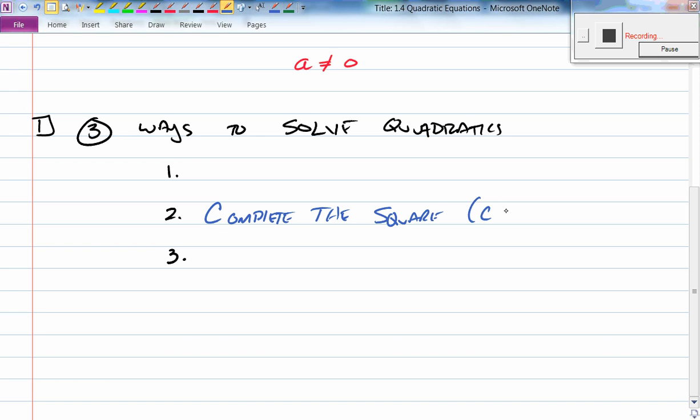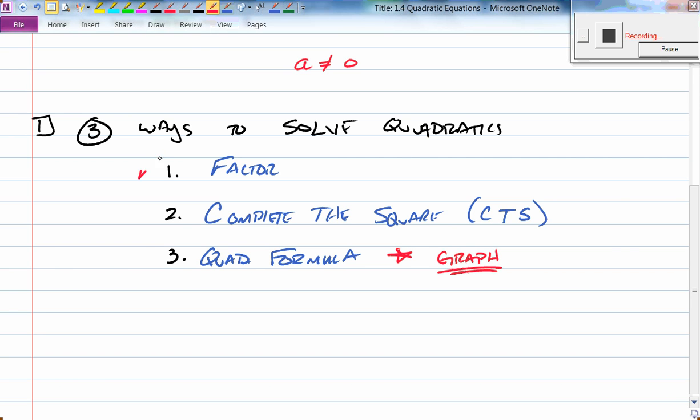Sometimes I just call that CTS, complete the square. Yes, Paige. Yeah. Quadratic formula. You got it. And we're going to talk about that one today, too. Yeah, Daniel. Factoring, you got it. And you know what? Somebody else, we always say you can also graph. But if you have some funky intercepts, it might be kind of hard to see. So these are the three main ways, and we also talk about graphing, all right?